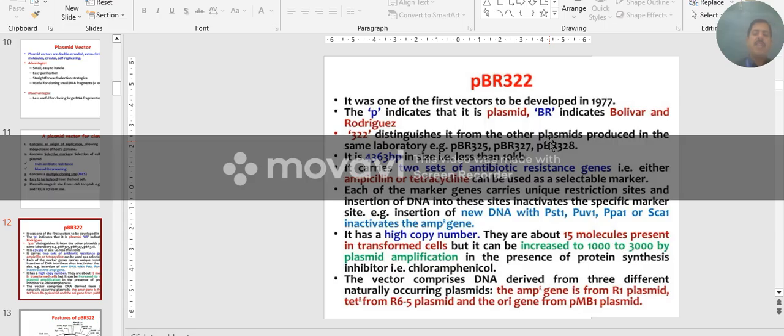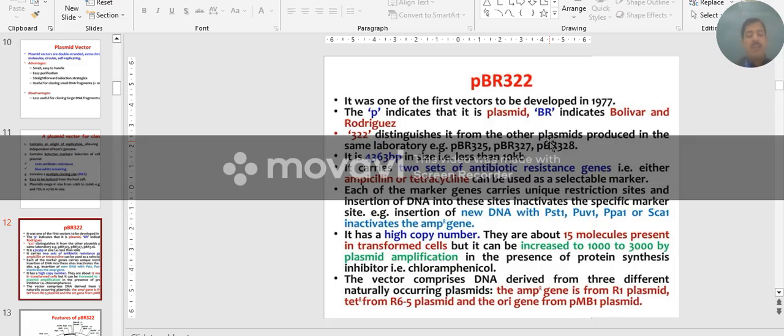322 distinguishes it from other plasmids produced in the same laboratory, for example pBR325, 327 and 328, and basically it indicates the order in which they were created. pBR322 is 4363 base pair in size, which is less than 10 kilobase pair. It carries two antibiotic resistance genes, so either ampicillin or tetracycline can be used as a selectable marker. Each marker gene carries unique restriction sites for insertion of DNA, and thus insertion of your foreign DNA into one of these sites inactivates the specific marker.